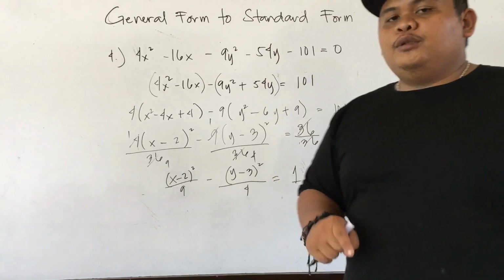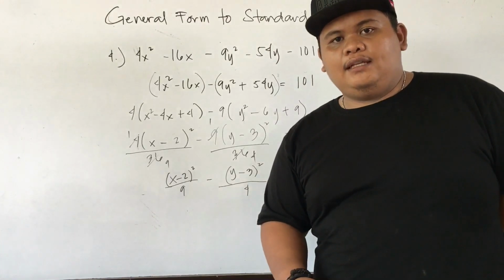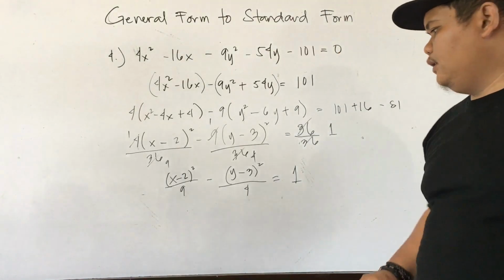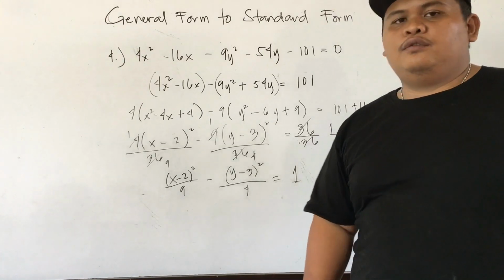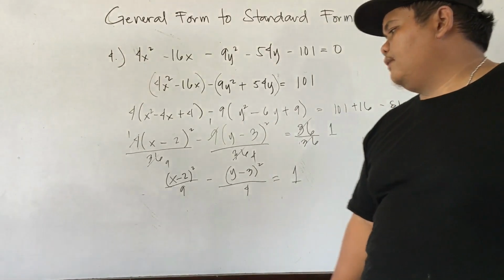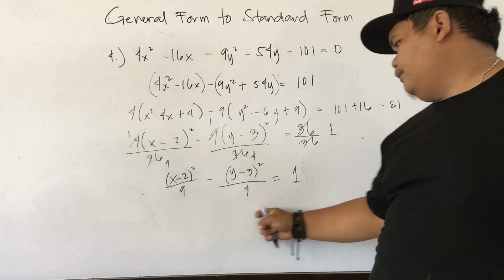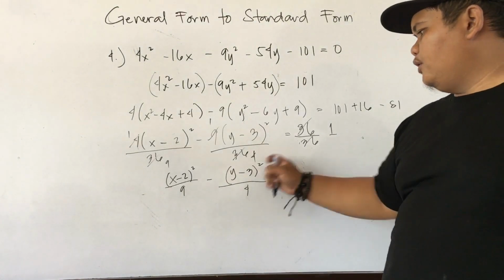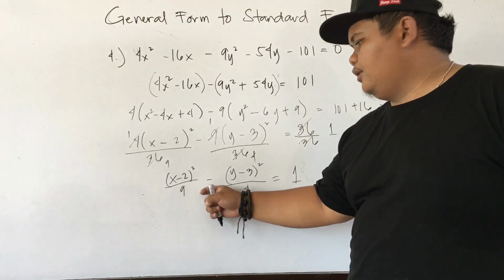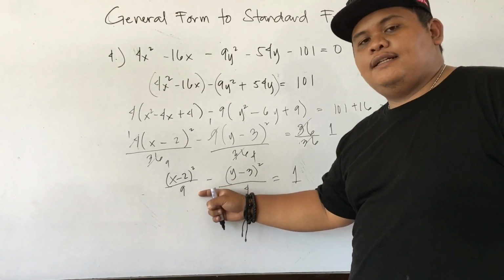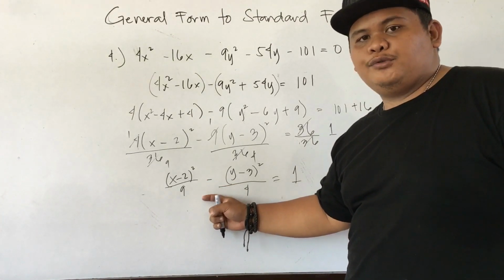Now we are going to identify what kind of conic section this is. First, we can see the denominators. We have denominators, we have the exponents, but we have the operation which is subtraction. Therefore, this is your hyperbola.